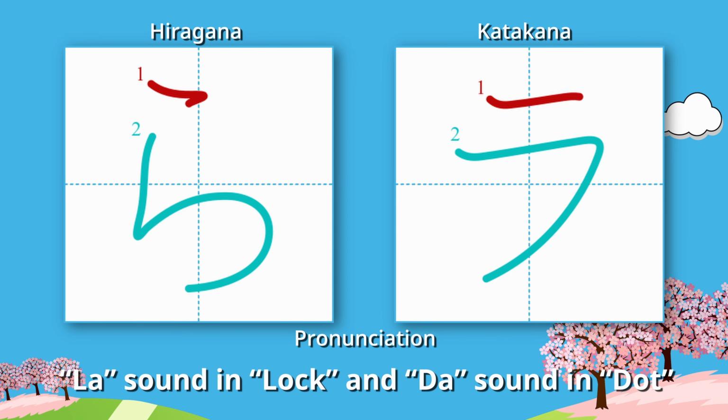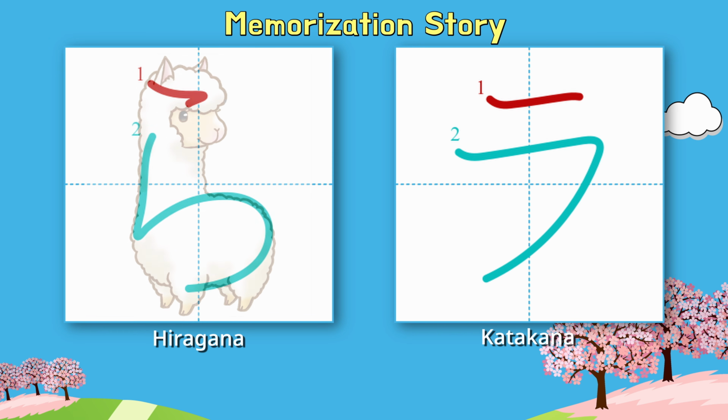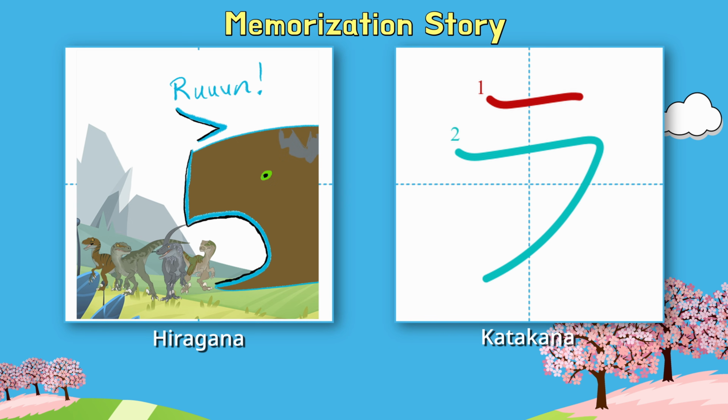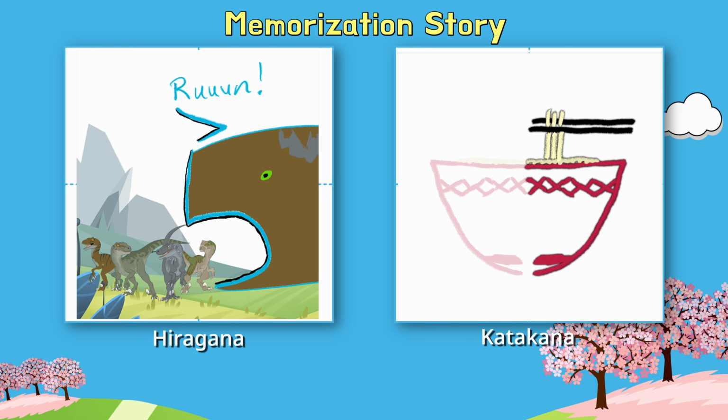These characters represent a blend between the la sound in lock and the da sound in dot. The hiragana da is a llama looking to his own left, sort of over his back. If that doesn't work for you though, perhaps this raptor shouting "run" to his raptor buddies could be helpful. Make that raptor. The katakana da is half a ramen bowl, with the line on top being the chopsticks holding up some noodles for the camera, which you'll see about 150,000 times per day on Japanese television.